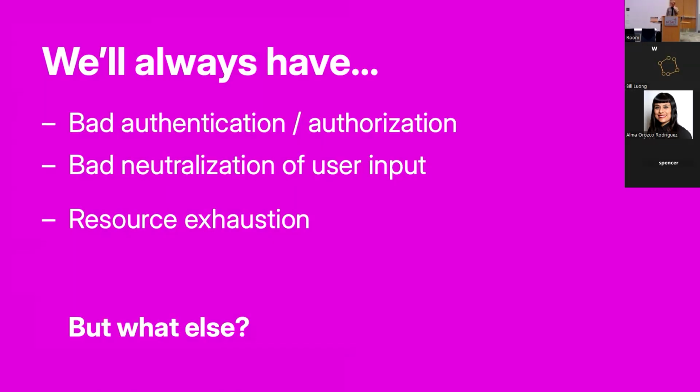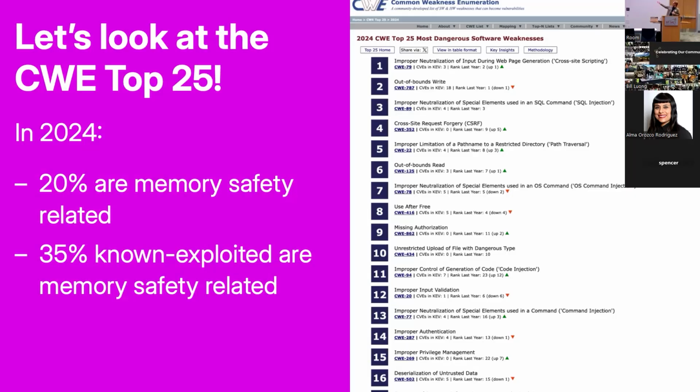Now, we're always going to have bad authentication and authorization handling, bad neutralization of user input, resource exhaustion. If you look at that list previously, a bunch of those are of those types. Like someone accessed a thing that they weren't supposed to, or they caused the computer to run out of resources and it fell down, but we're not really going to be able to get rid of those at the programming language level.